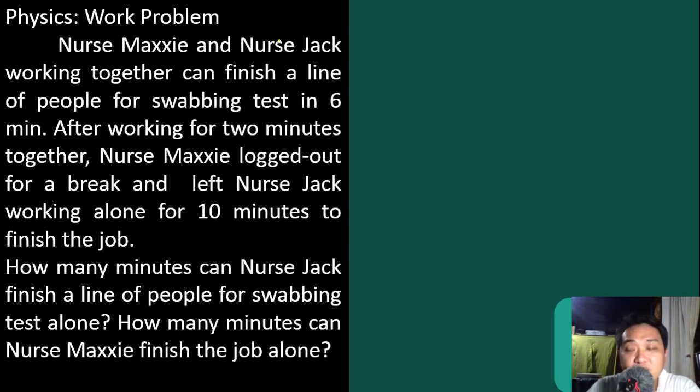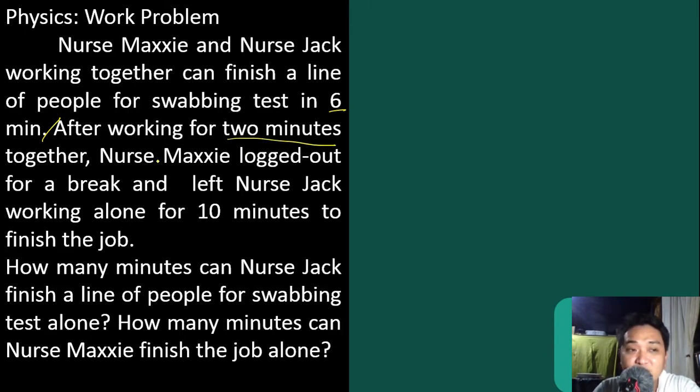So, ang situation po natin dito is si Nurse Maxi daw po at saka si Nurse Jack, pag silang dalawa yung nagsa-swabbing test sa isang array o isang line ng people, kaya nilang tapusin yung isang line or isang array ng 6 minutes. Ayan po. Kung dalawa silang nagtatrabaho. Ang situation is, nung nagtatrabaho sila together, they are working together for 2 minutes.